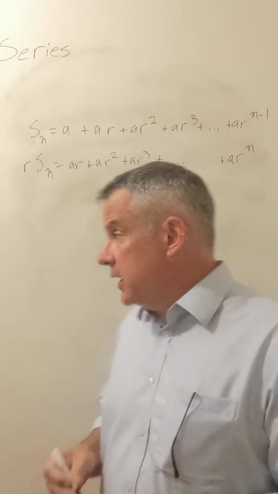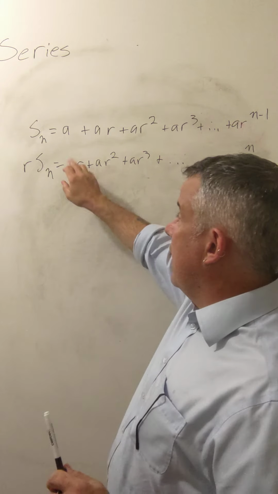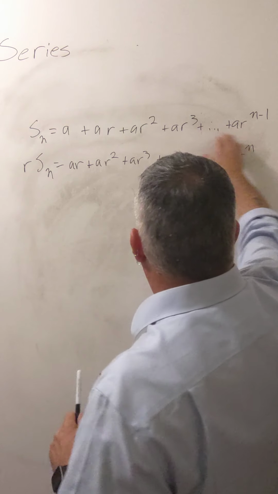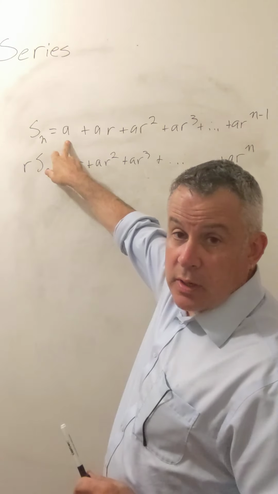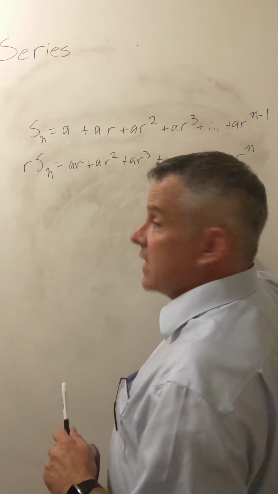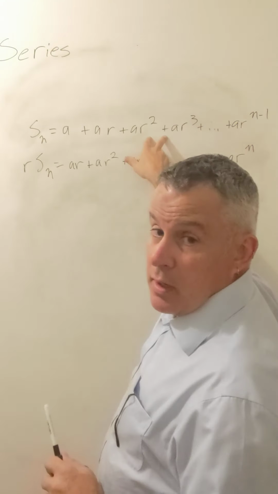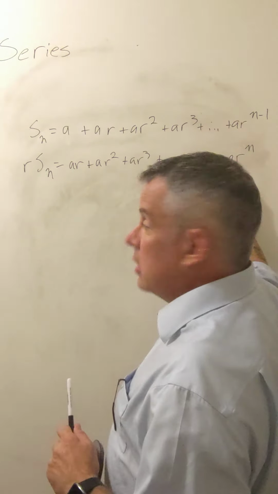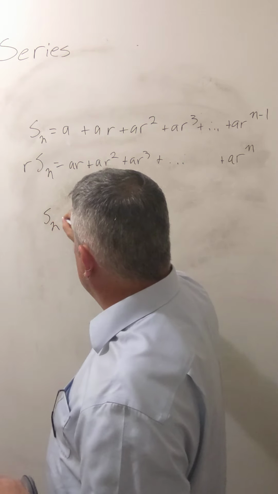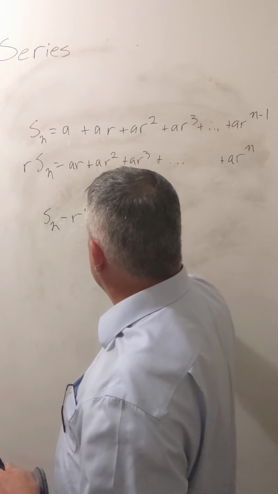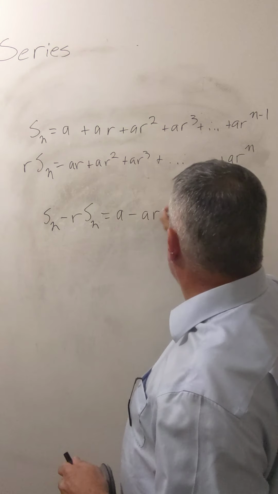Okay, so we've got our two finite series, Sn and r times Sn. And now notice that every term in Sn, except for the first one, has a partner in r times Sn, and every term in r times Sn has a partner that's the same in Sn, except for the last one. So if we subtract these two, we get a pretty simple formula: Sn minus r times Sn is just the first term, a, minus the last term, ar to the n.